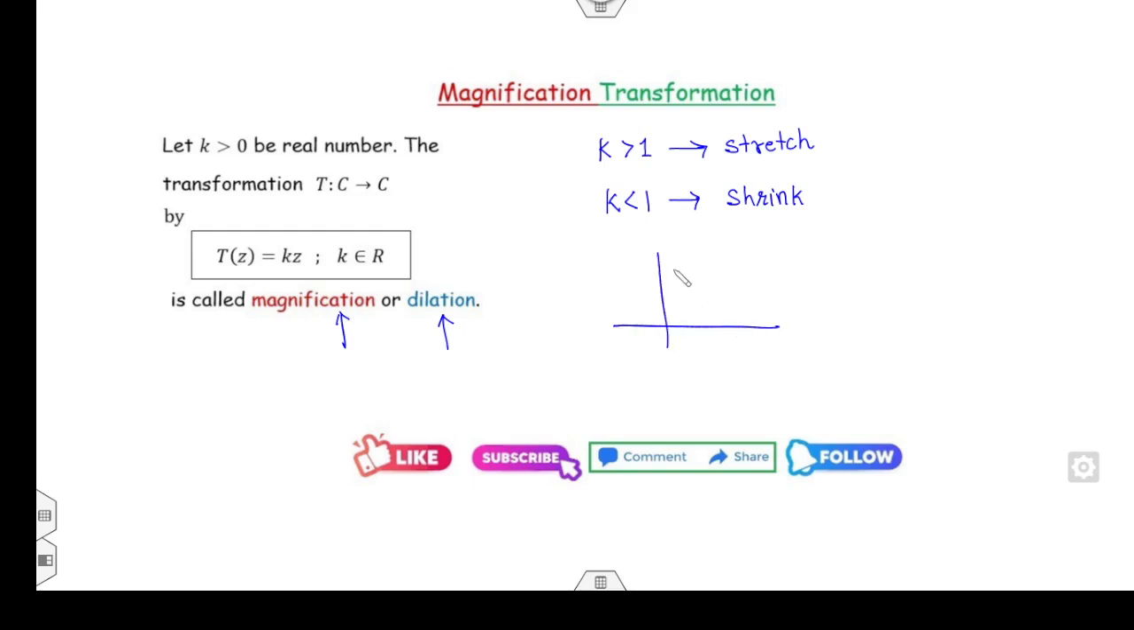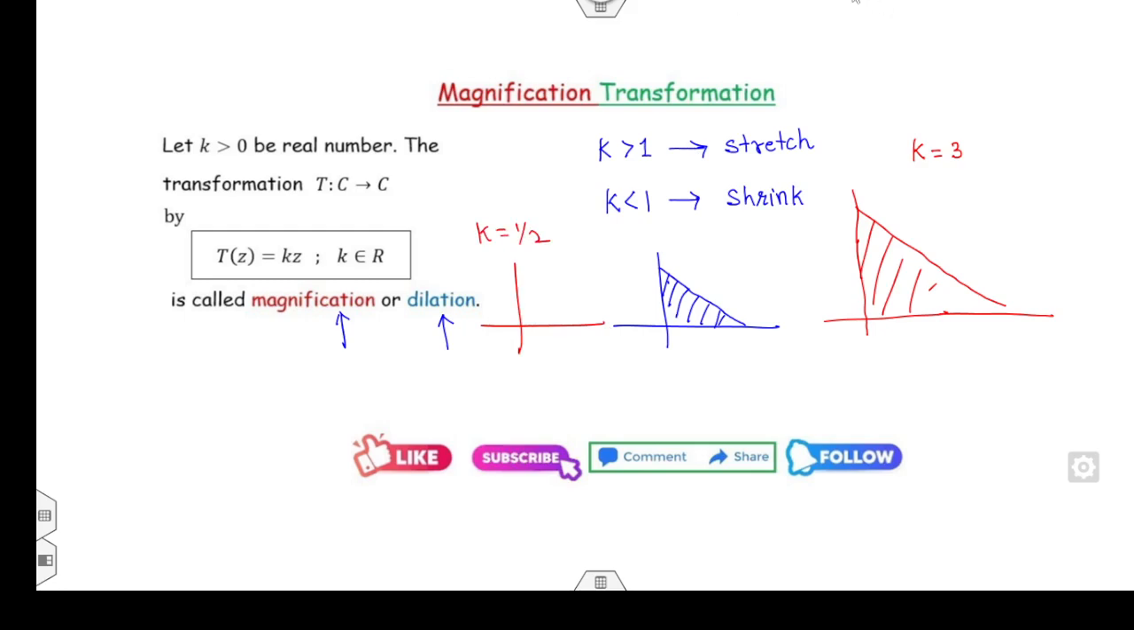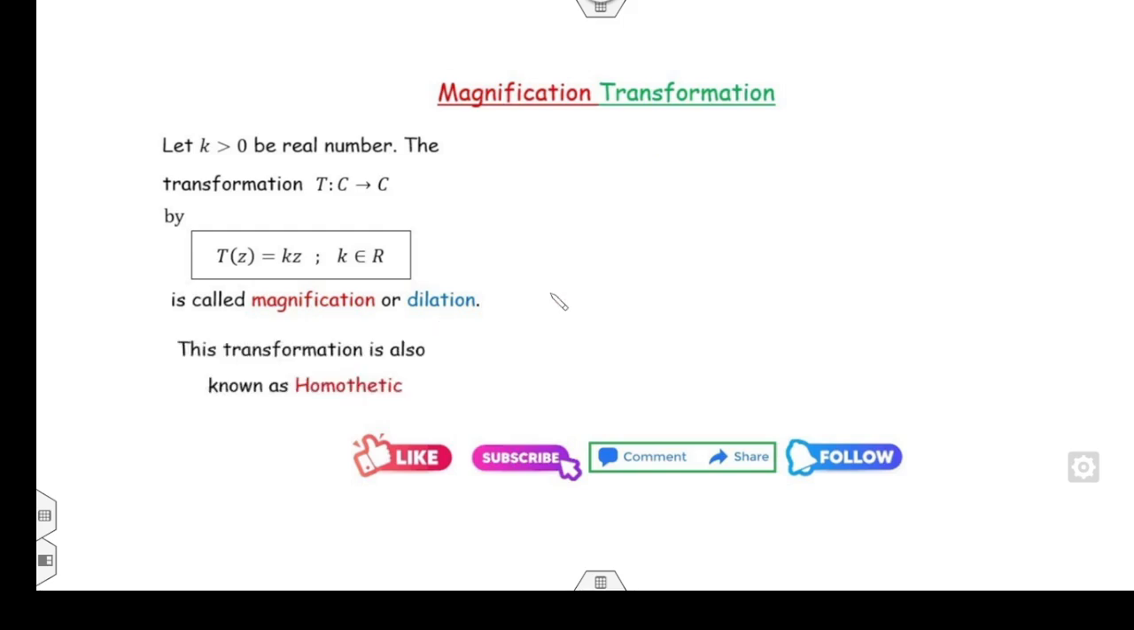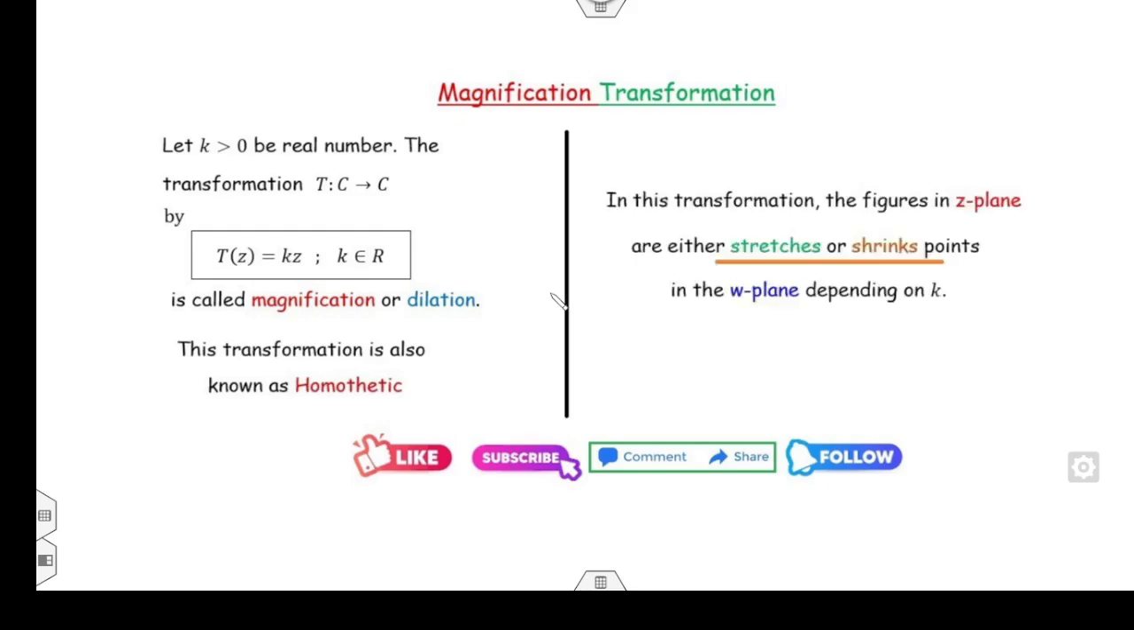For example, if my original image is a triangle, and if I choose K equal to 3, that means the graph will be magnified by 3 times. On the other hand, if I choose K equal to half, then the graph will shrink by half. That is the meaning of K. This transformation is also known as the homothetic. And as I mentioned, it will either stretch or shrink depending upon the value of K.